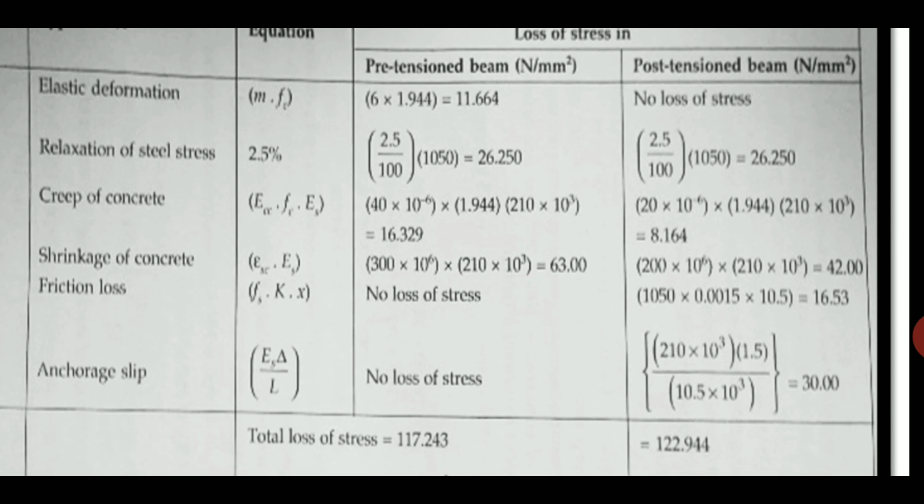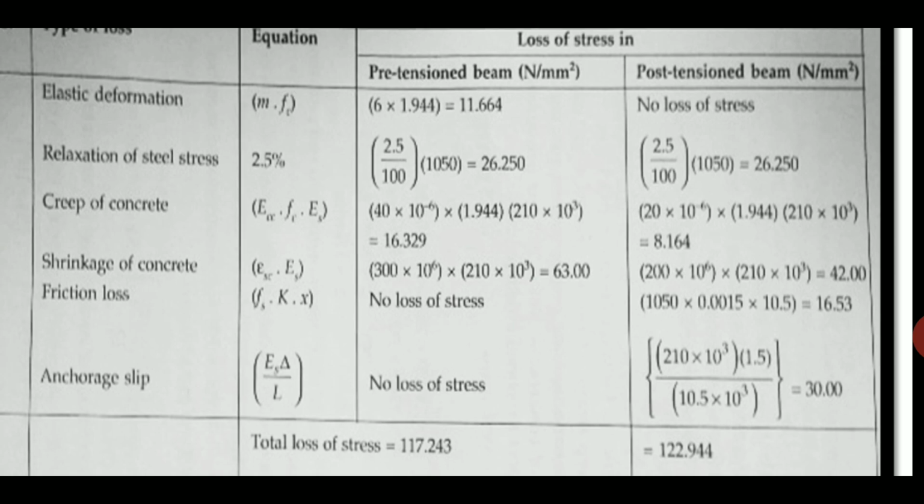Then comes loss due to shrinkage. Again the factors are different. Epsilon s is different in both the cases. One is 300 into 10 raised to 6, other is 200 into 10 raised to 6. So epsilon sc multiplied by elasticity of steel gives you the shrinkage losses in concrete, both in pre-tension as well as post-tension. Friction loss. In pre-tension there is no friction loss, whereas in post-tension we get the friction loss by our formula Fs is Fs into K into X. Okay, so Fs we are writing, that is the initial stress, into K value is given 0.0015 into X, which is the entire length of the beam.